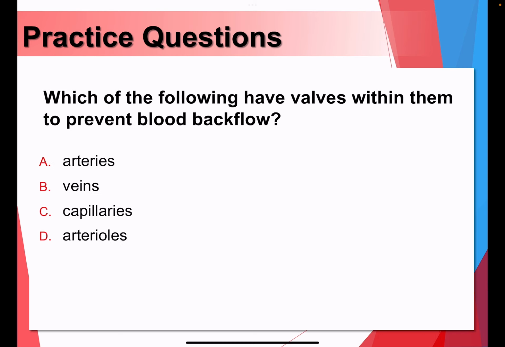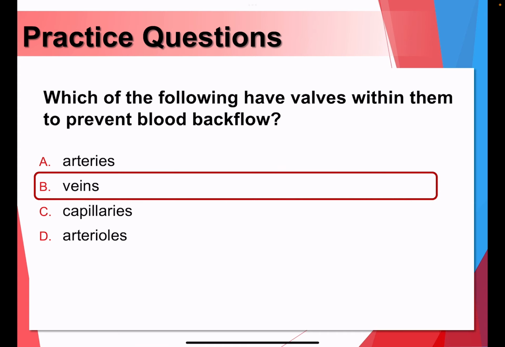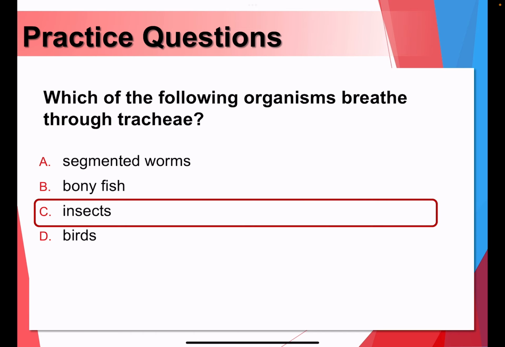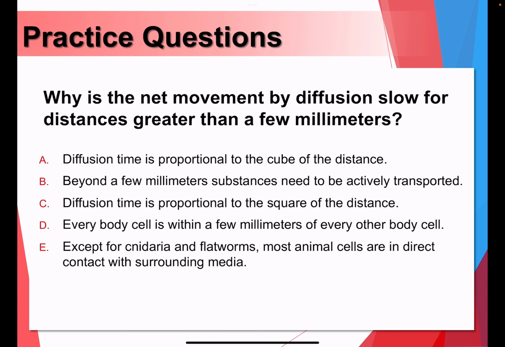Which of the following have valves within them to prevent blood backflow? Veins. Vein is the only one with valves when we're comparing the three main types of blood vessels. Which of the following organisms breathe through tracheae? Insects is the only one that has a tracheae system with the air tubes and everything. Why is the net movement of diffusion slow for distances greater than a few millimeters, even though they seem very short for us human beings?